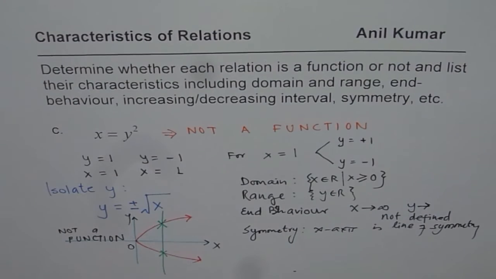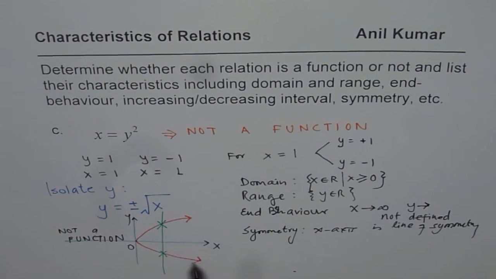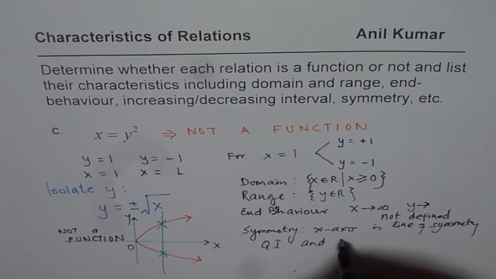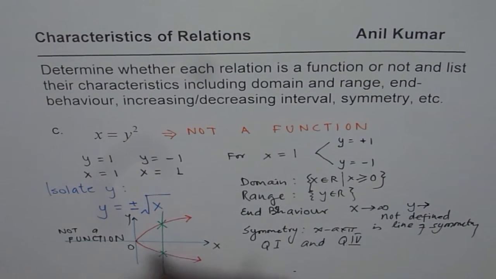You could also say that the graph of this relation is in quadrant 1 and quadrant 4 only. So that could also be a characteristic. Likewise, you can have so many characteristics.